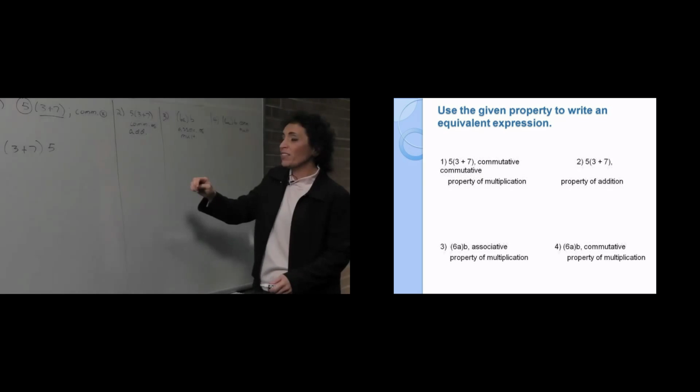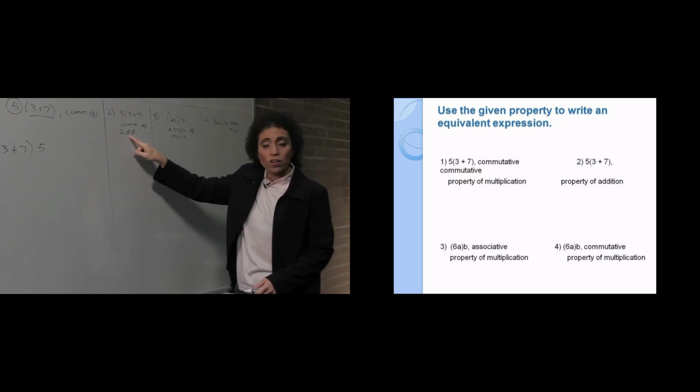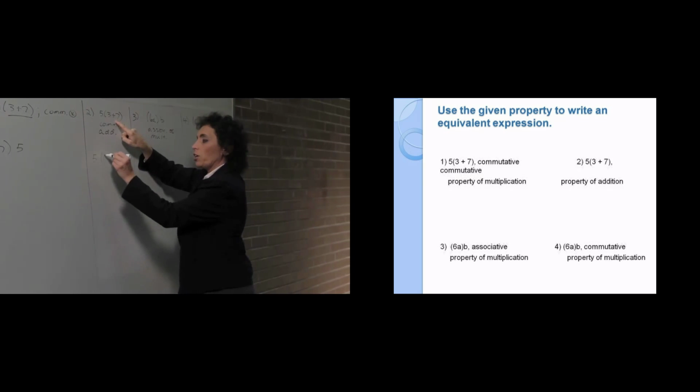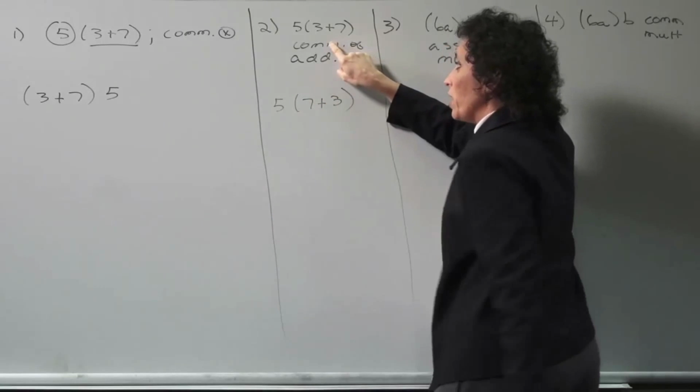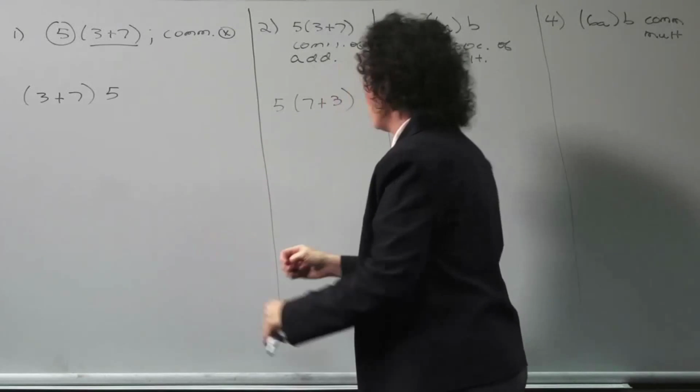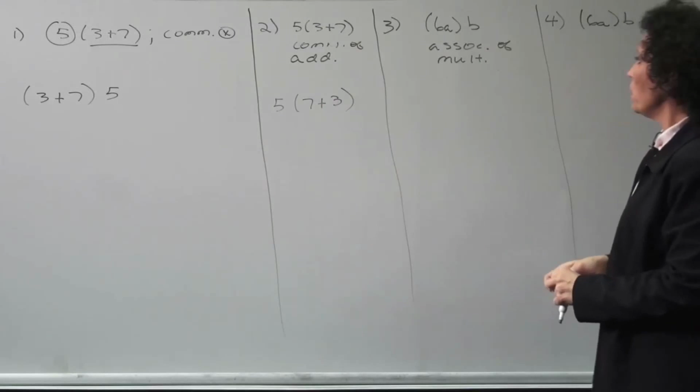All right, commutative of addition. That means I have to change the order of what I'm adding. So the only thing I'm adding is the 3 and the 7. That means they have to change. So it's 7 plus 3. That's it. Can't change the order of anything else. Otherwise, I would also have commutative of something else. Okay, so that's it. I'm done there.